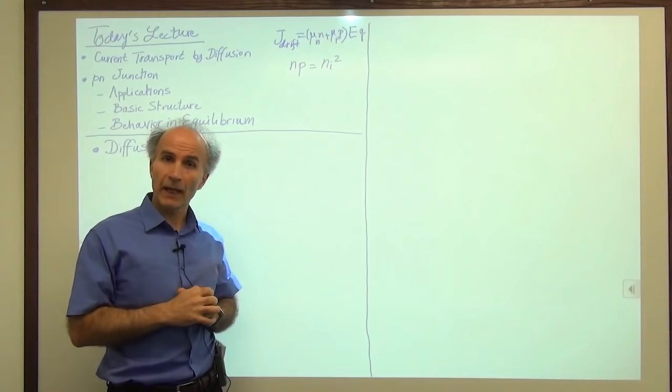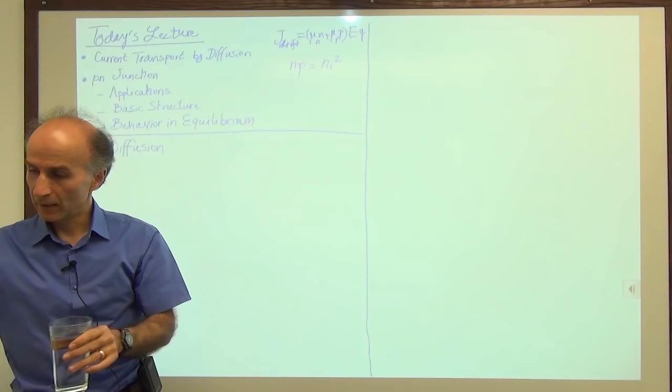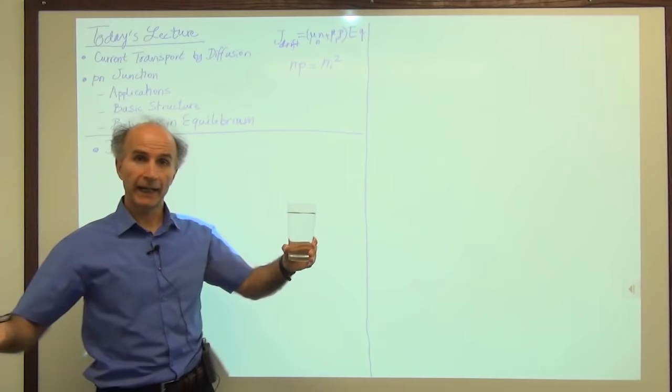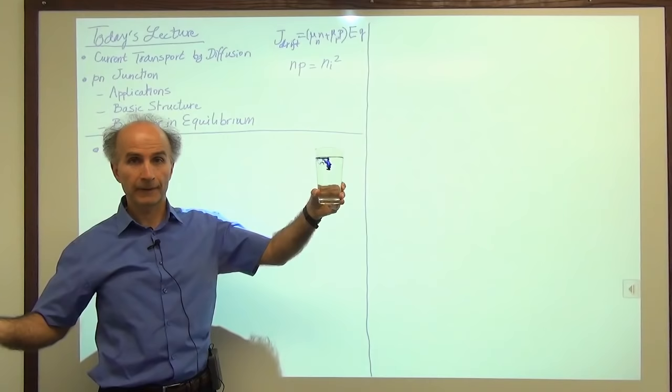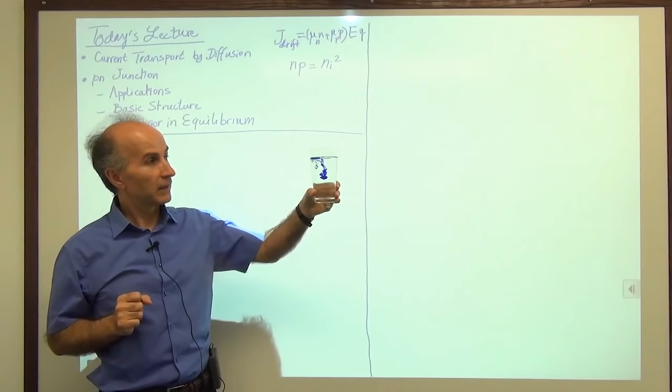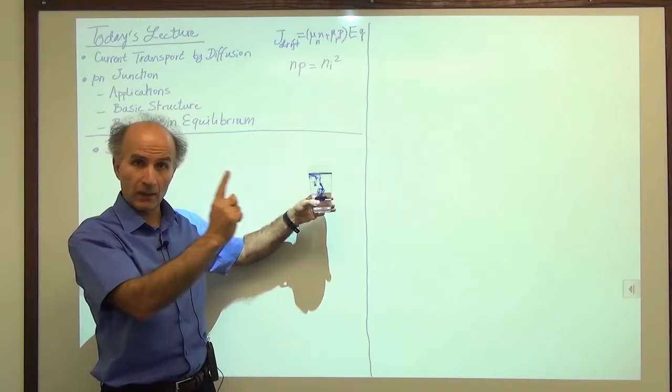So I would like to show you a quick example of what happens in the process of diffusion. Here we have a glass of water, and I'm going to drop some ink into here. So what happens? Well, as you can see, the ink molecules are diffusing. The ink molecules are going everywhere. Not just downward because of gravity, but also sideways. They are going in every direction.